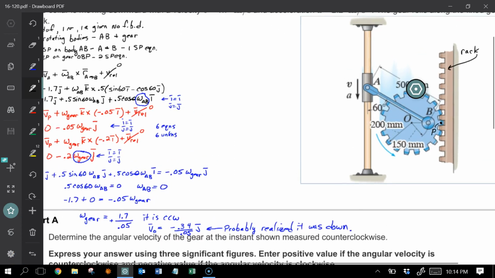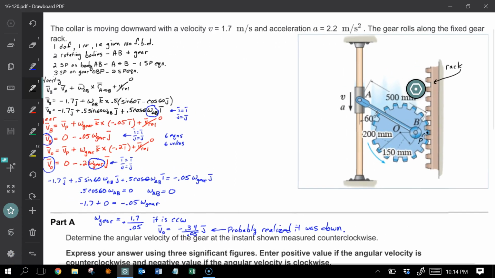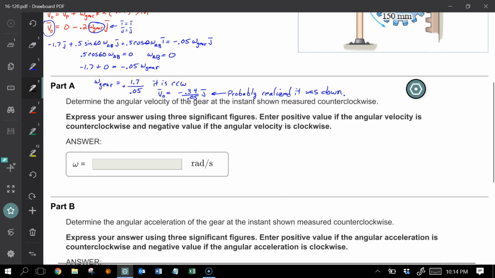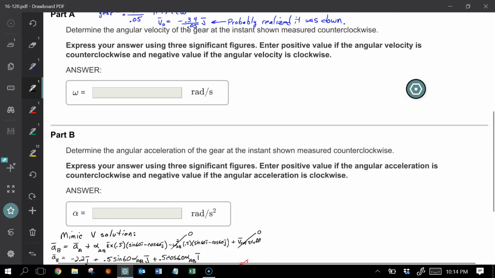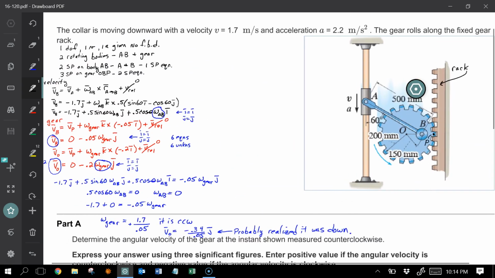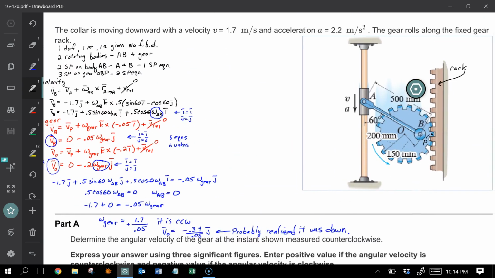Okay, for this one, let's see if we need a free body diagram or not. They want angular velocity, angular acceleration of the gear, so it's not a dead giveaway. They're not asking for a force or a torque. So therefore you have to calculate the degree of freedom.